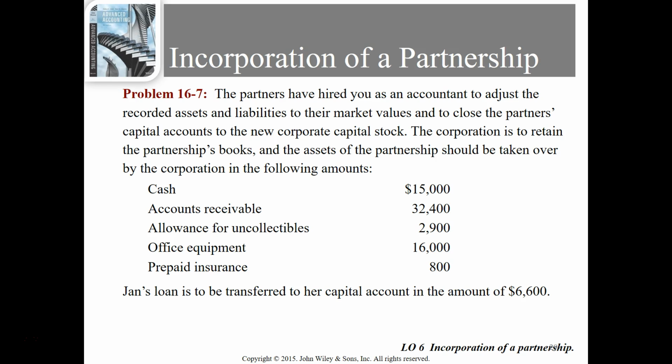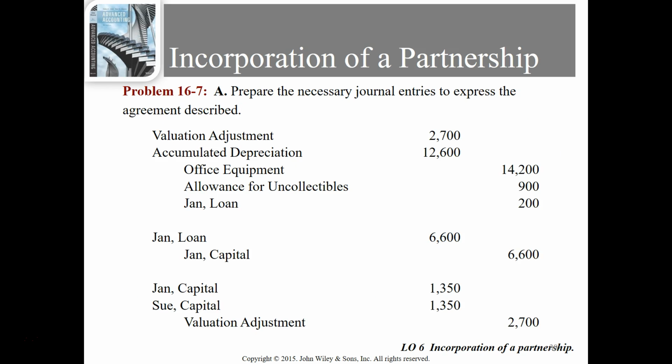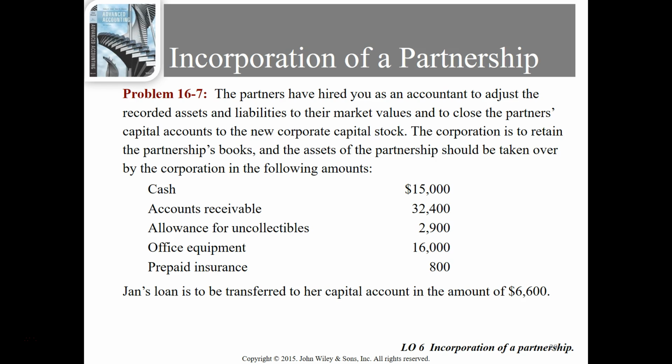So we've got cash, we've got AR, equipment and insurance. Jan's loan is to be transferred to her capital account in the amount of $6,600. So here are the following journal entries that we need. Number one would be a valuation adjustment to bring things to fair value. So accumulated depreciation, the office equipment, allowance for uncollectibles. Again, let's look at the allowance for uncollectibles.